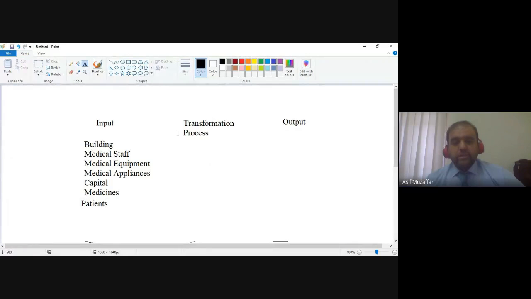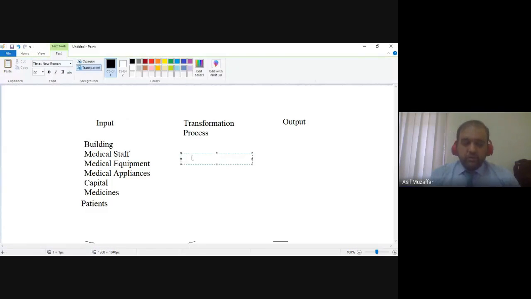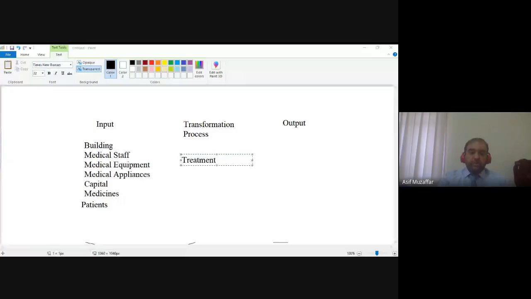Then the transformation process is about curing the patient, right? So you cure the patient. He gets the treatment. You can say the treatment process. Now this transformation process in a hospital is complex.